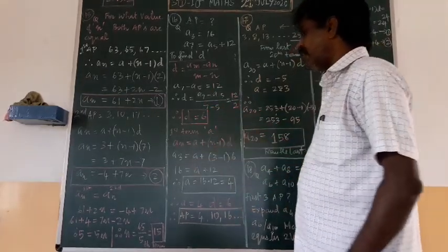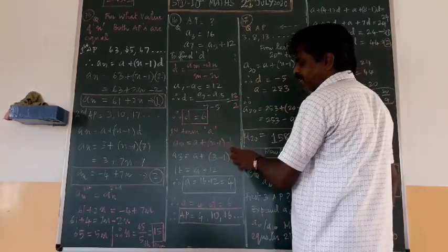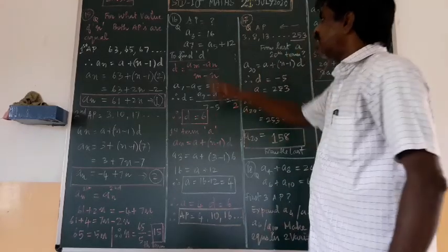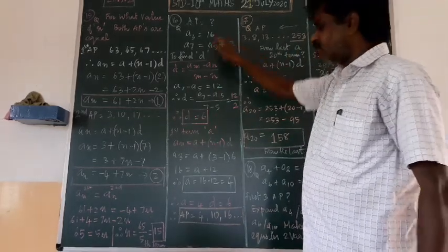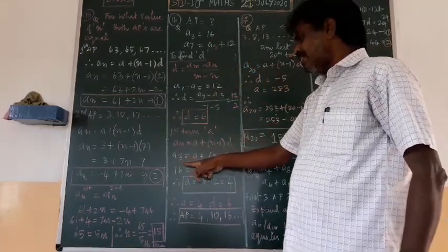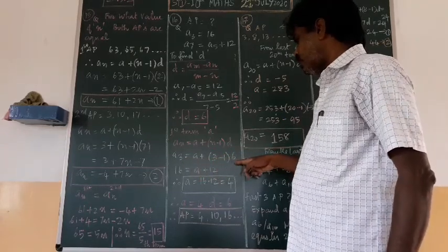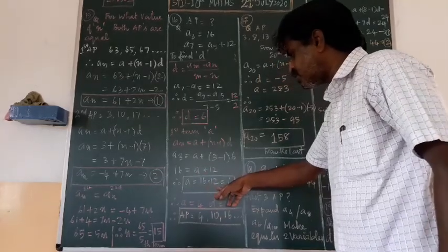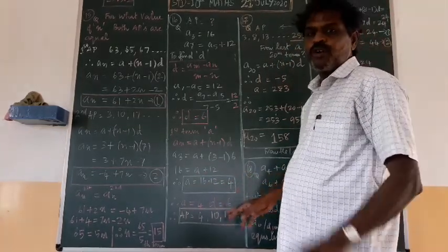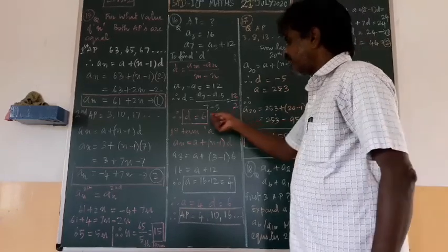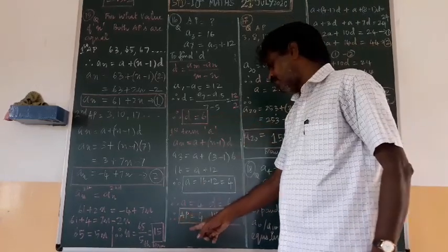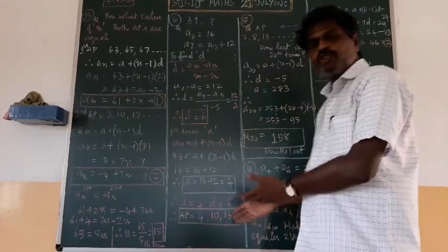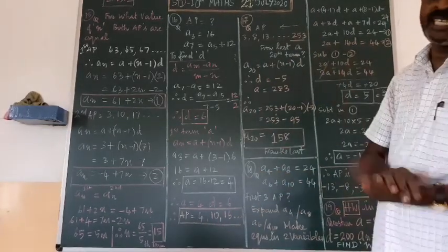The first term a we have to find. So we can use the nth term formula. The third term is already given here as 16. So a3 equals a plus (3 minus 1) times 6. Equating, I get a equals 16 minus 12, which is 4. So the starting number is 4. Common difference is 6. Therefore the series of the arithmetic progression is 4, 4 plus 6 is 10, 10 plus 6 is 16. It will be increasing. That is your 16th question.